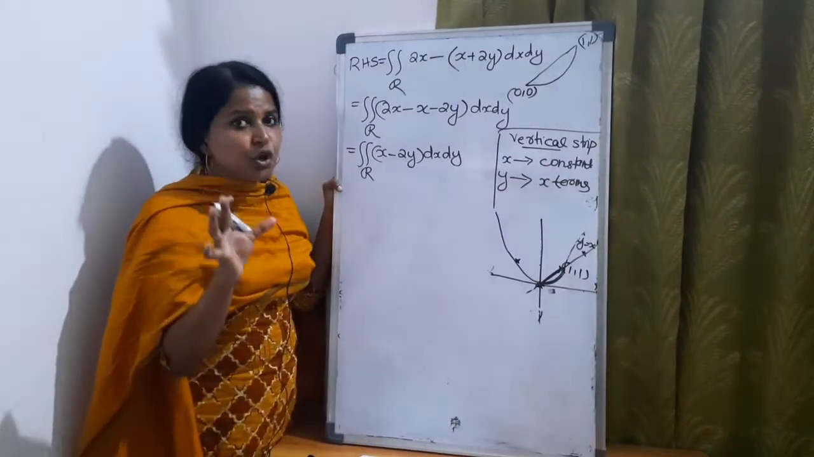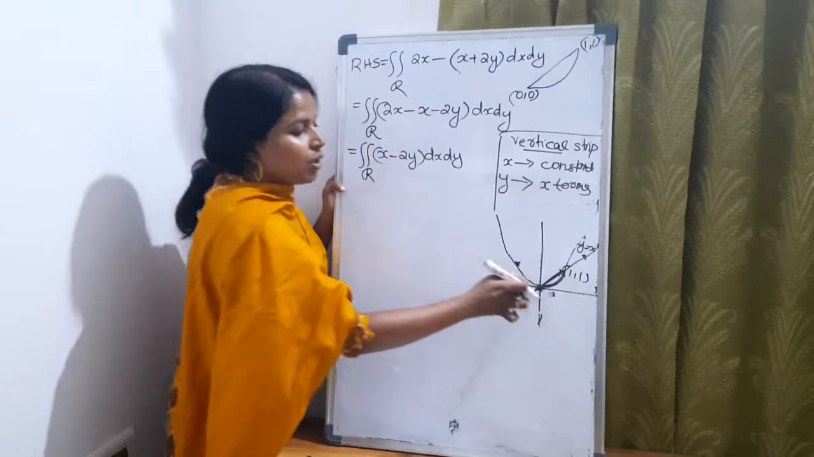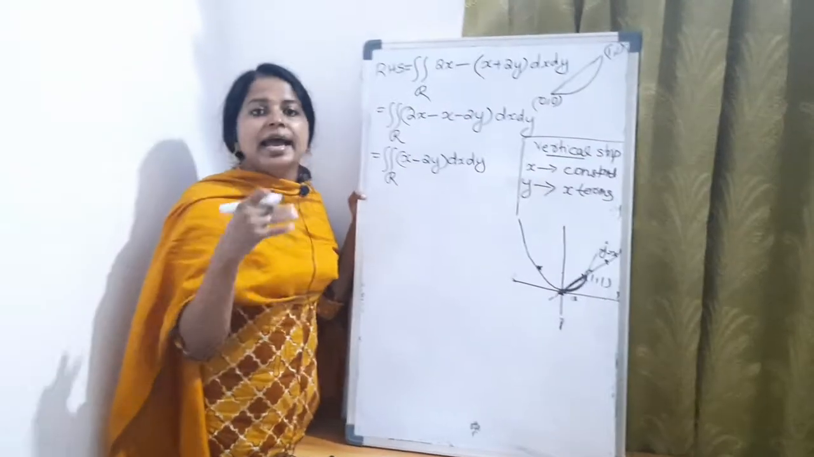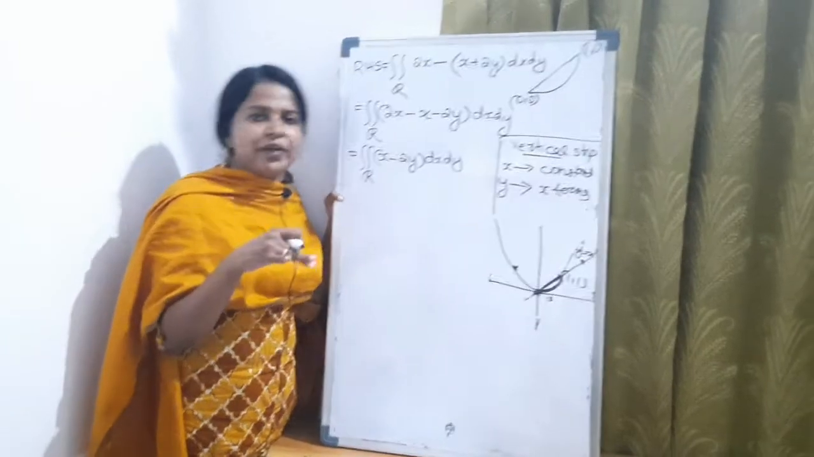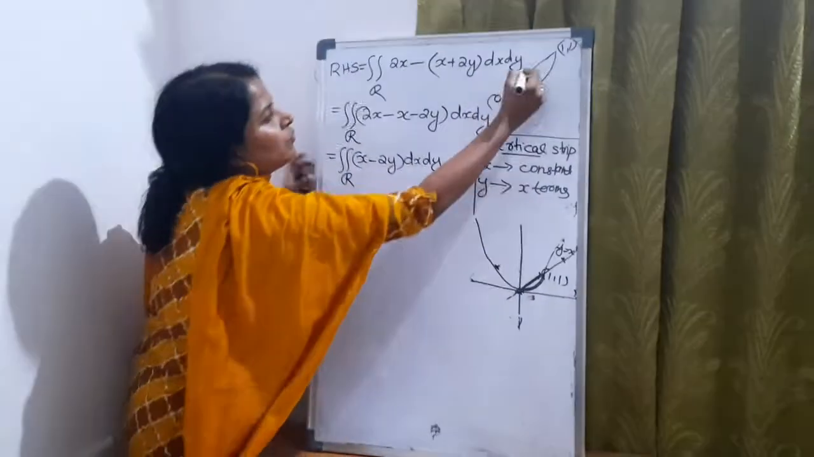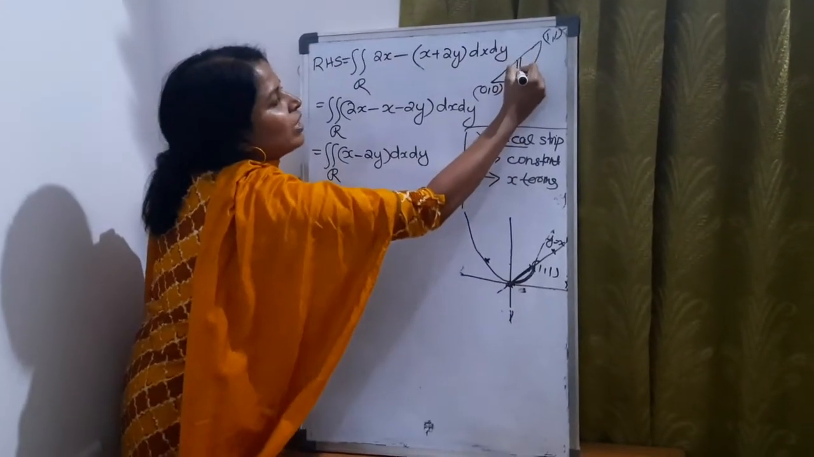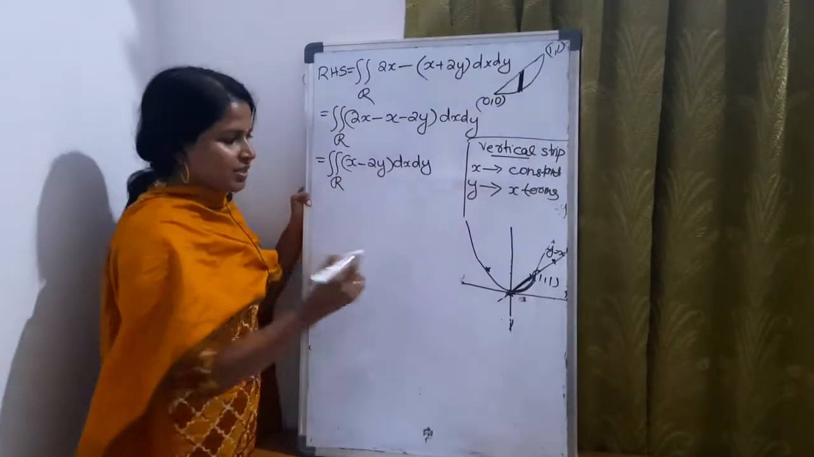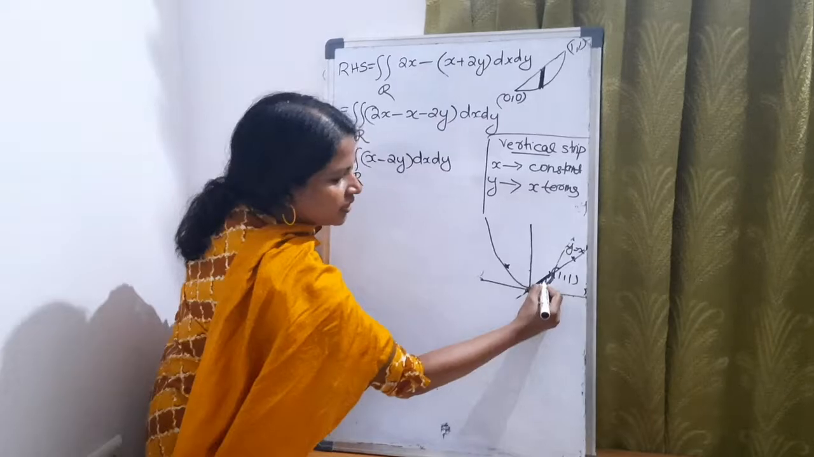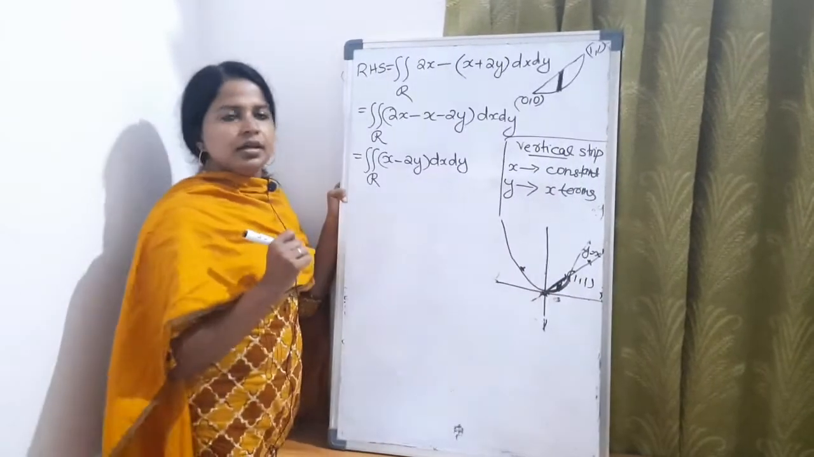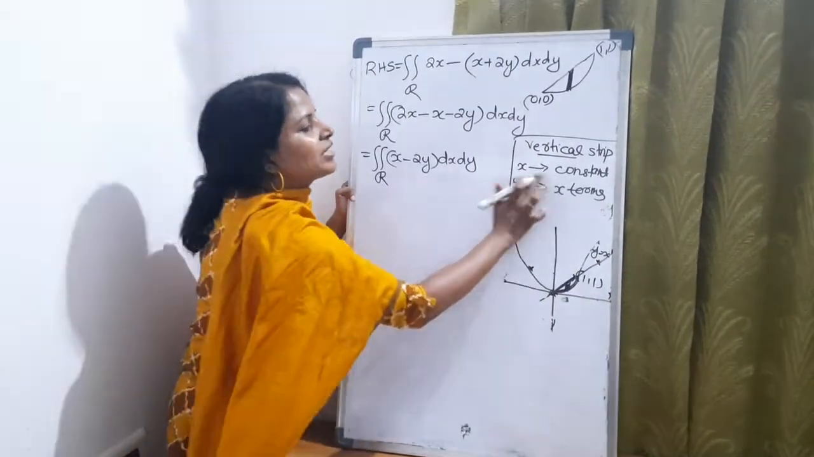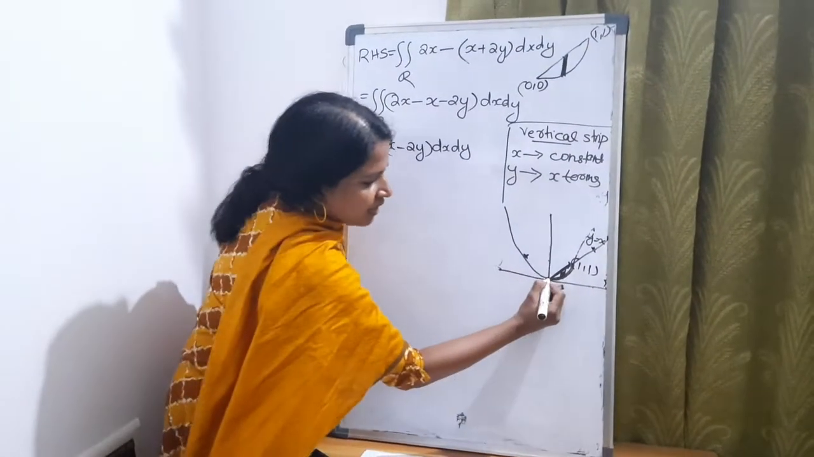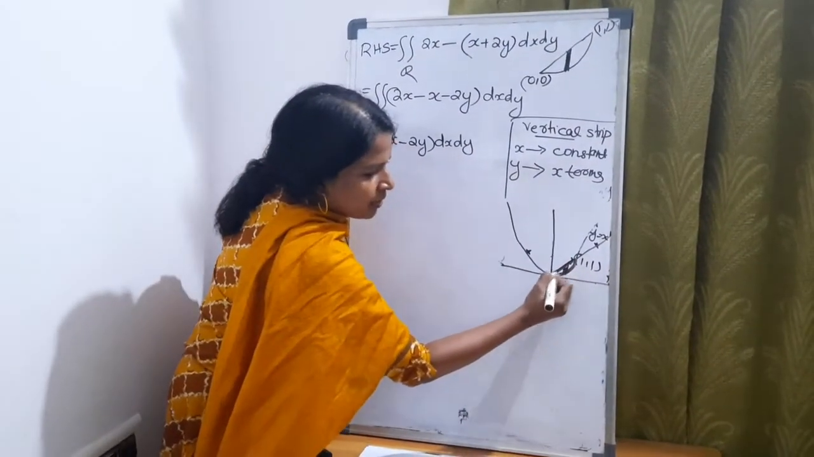That is, if we draw the vertical strip in this closed curve, we get the limit of x is constant and the limit of y is in terms of x. So here we draw the vertical strip. Listen, this is the strip, the vertical strip, inside this. The limit of x is constant.